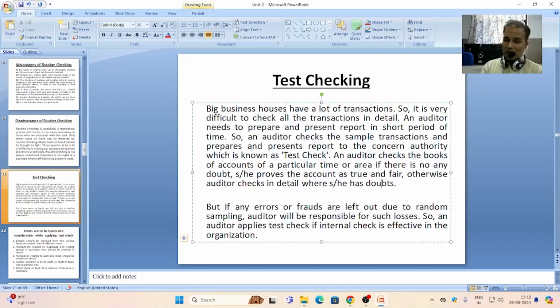He will check only the process and report generation process of the internal control system. If internal control is strong, then test checking may be there. If the internal control system is weak, or in a part the internal control system is weak, then for the particular part the auditor has to go for detailed checking, and for the rest of the area he can use test checking.